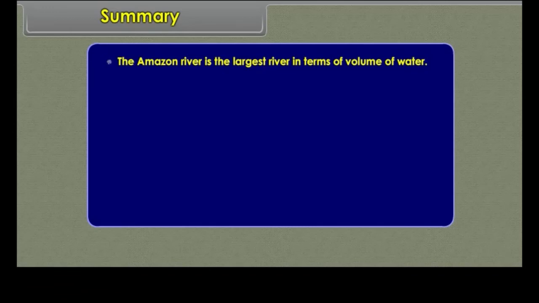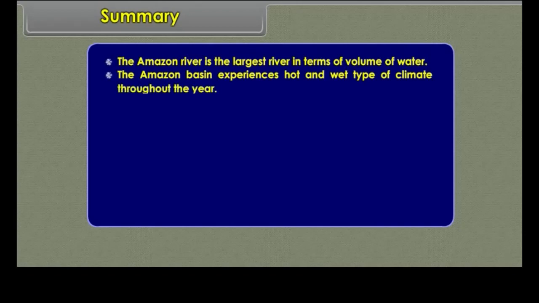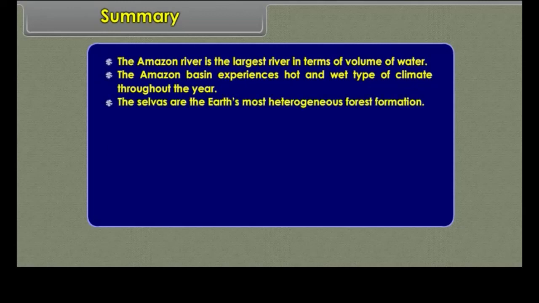Summary. The Amazon River is the largest river in terms of volume of water. The Amazon Basin experiences hot and wet type of climate throughout the year. The selvas are the Earth's most heterogeneous forest formation.